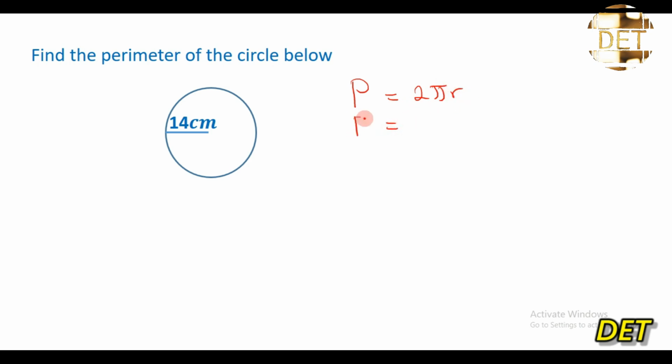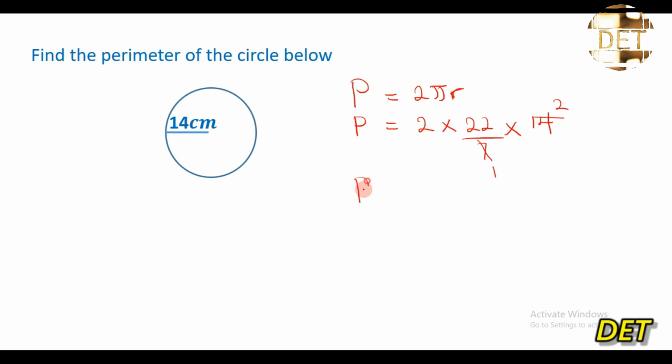So my perimeter will be equal to what? 2 times what? What's the value of pi? 22 all over 7. The value does not change. It's always 22 all over 7 times my r is what? The radius. The radius here is what? 14 centimeters. So times 14, right? So 7 here is 1. 7 here is what? 2.